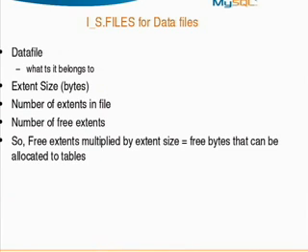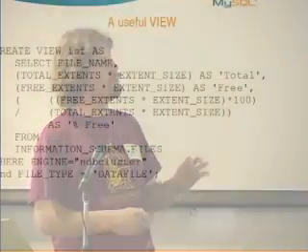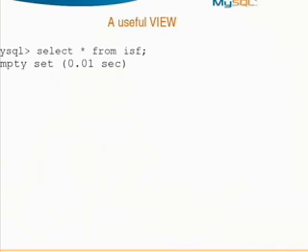So, information schema files for data files. We have a data file, what table space it belongs to, what the extent size is, the number of extents in the file, and the number of free extents. The free extents multiplied by the extent size equals the free bytes that can be allocated to tables. We're not reporting here the free space inside the extents allocated to a table. We're saying how many extents can be added to any tables. You can use useful views to get a df-like output.